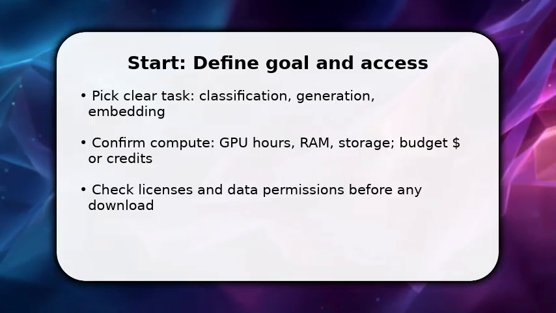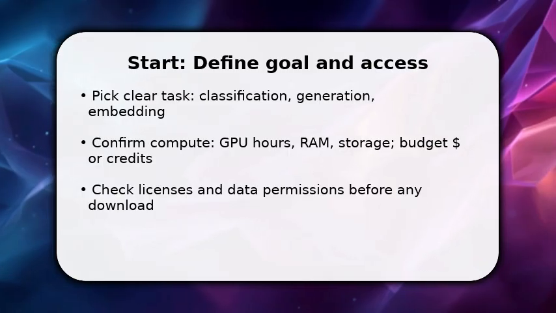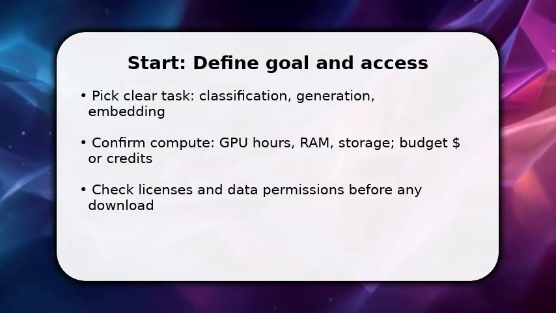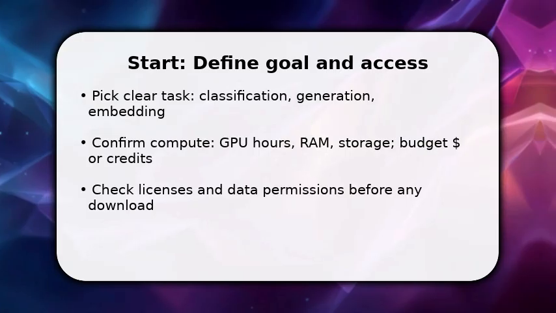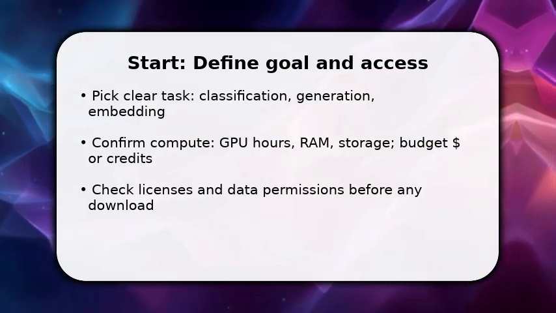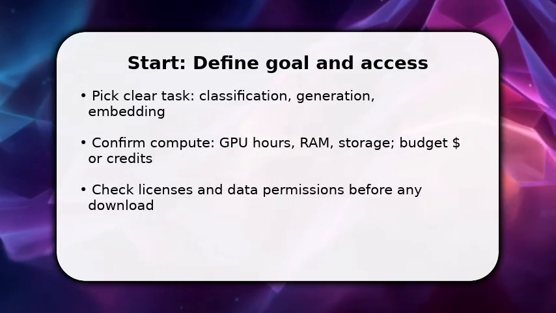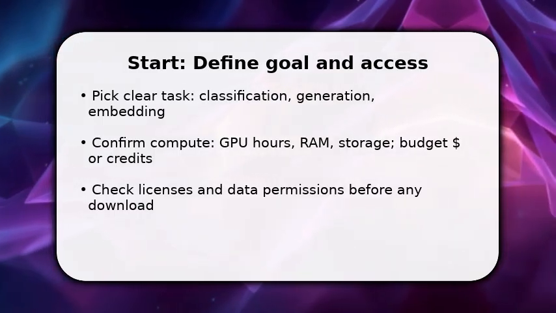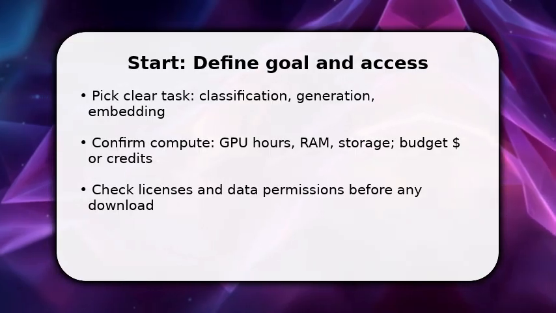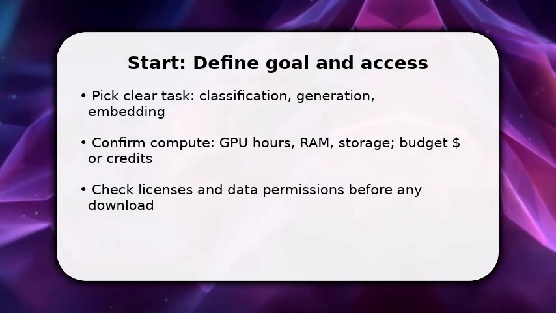You begin by defining the exact capability you need and why it matters, then secure immediate access. Identify model class and minimum performance targets, and estimate compute, GPU hours, RAM, storage, so you can provision. Once done, confirm licensing and data permissions. Make sure you can legally use weights and training data.